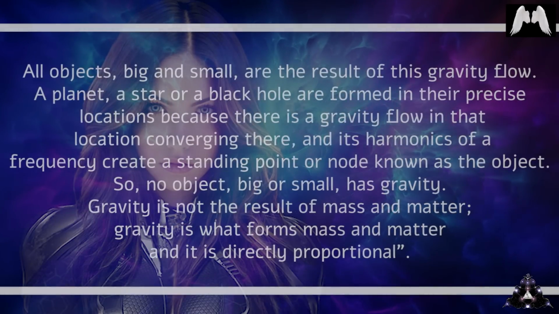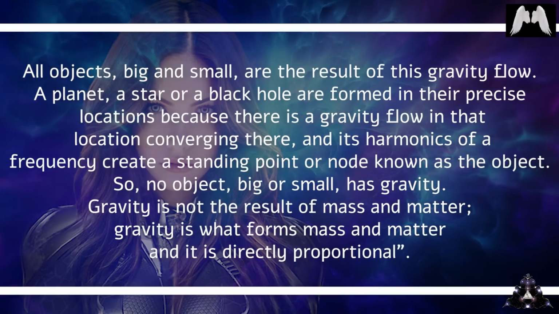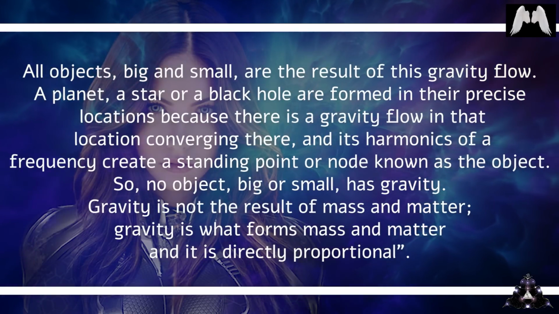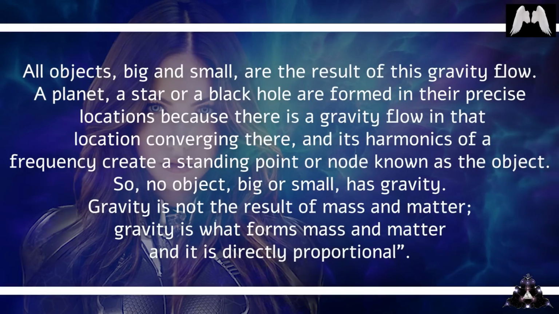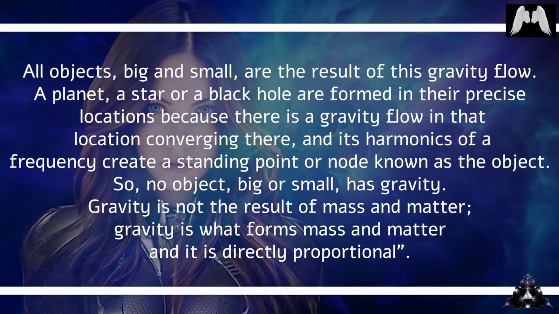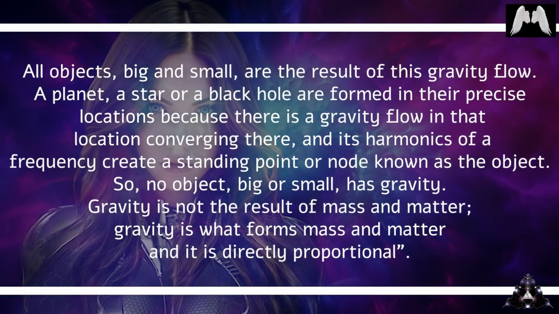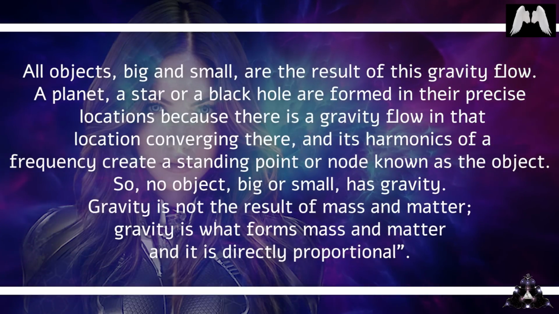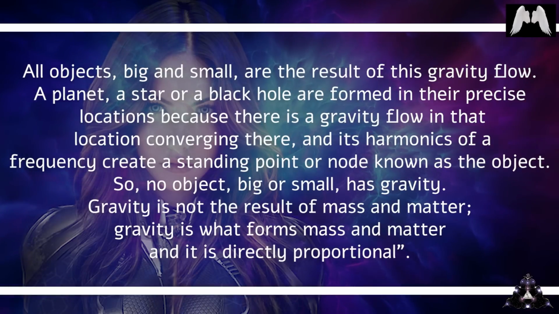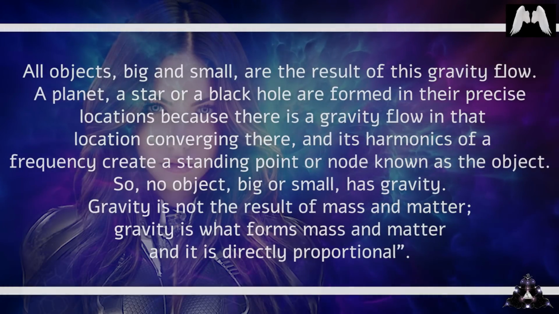All objects, big and small, are the result of this gravity flow. A planet, a star, or a black hole are formed in their precise locations because there is a gravity flow in that location converging there, and its harmonics of a frequency create a standing point or node known as the object. So, no object, big or small, has gravity. Gravity is not the result of mass and matter. Gravity is what forms mass and matter, and it is directly proportional.